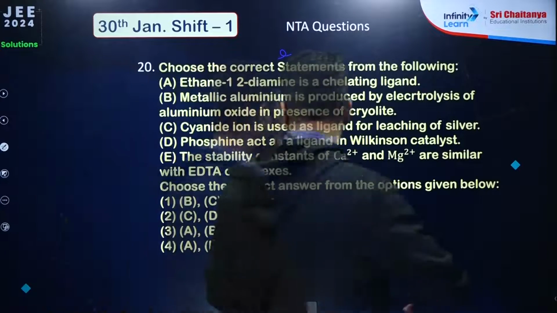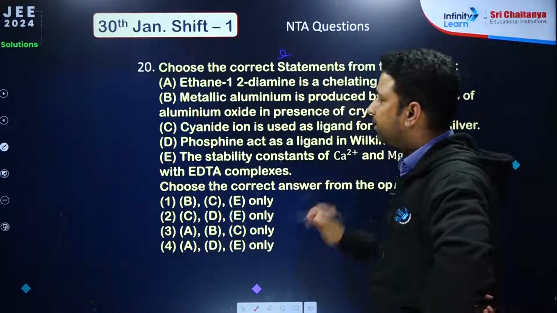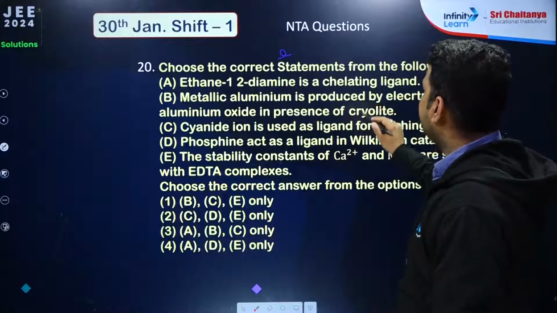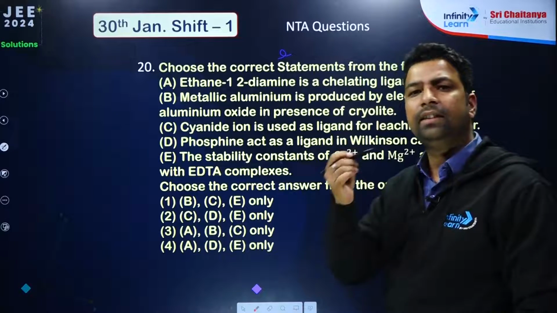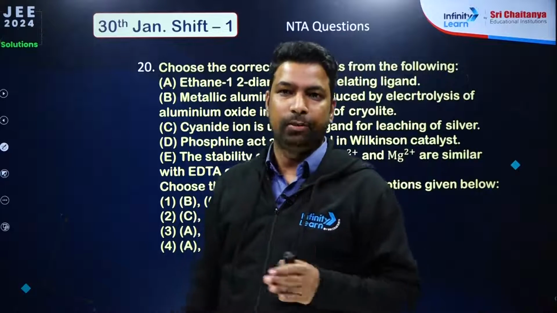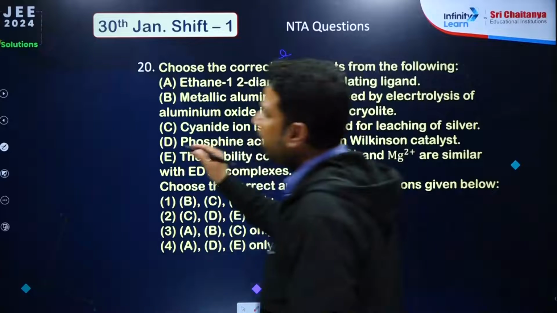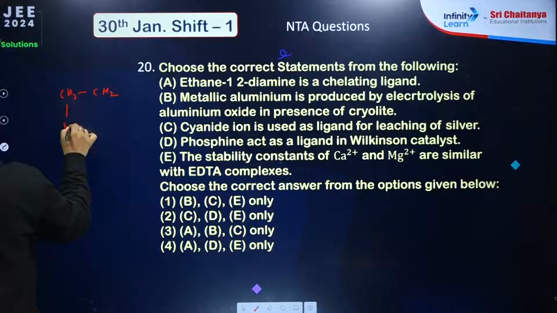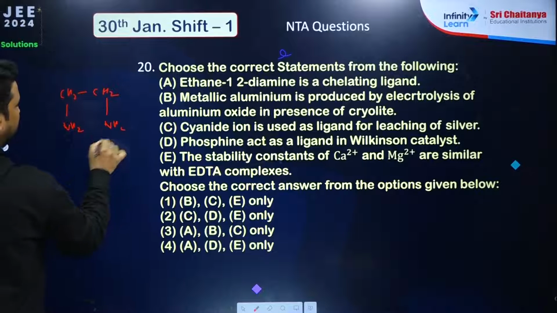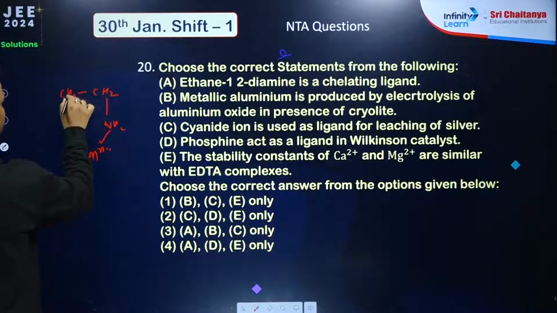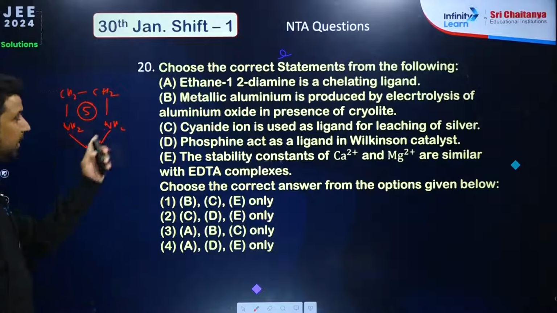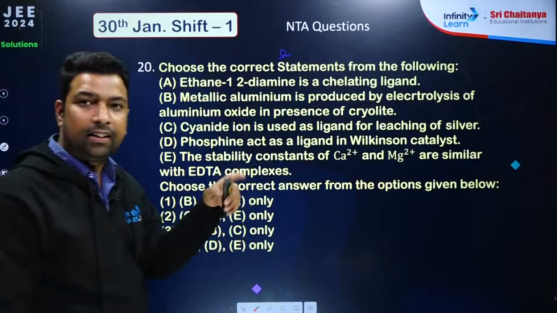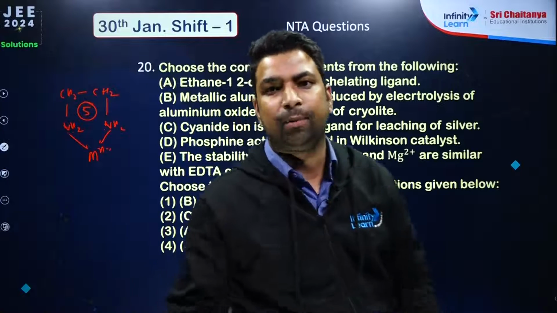Question number 20. It is a very nice question. We have to select the correct statement. Ethane-1,2-diamine is a chelating ligand. Chelating ligand means polydentate ligands are considered to be chelating ligands. So ethylene diamine, CH2, NH2. Suppose we have a metal M+, this can donate, and a 1, 2, 3, 4, 5 member cyclization happens. It is called chelating, and this is called a chelating ring. A didentate ligand has a tendency to form a chelating ring, and it provides stability as well.